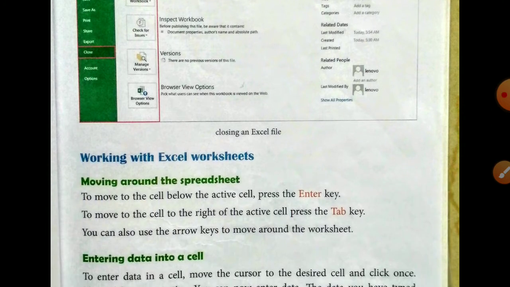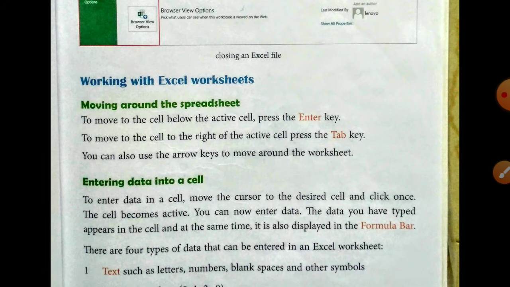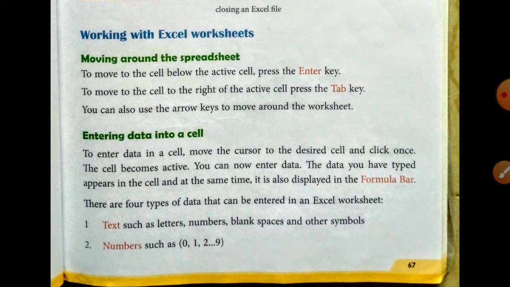Next is moving around the spreadsheet. To move to the cell below the active cell, press the Enter key. Or to move to the cell to the right of the active cell, press the Tab key. And you can also use the arrow keys to move around the entire worksheet.